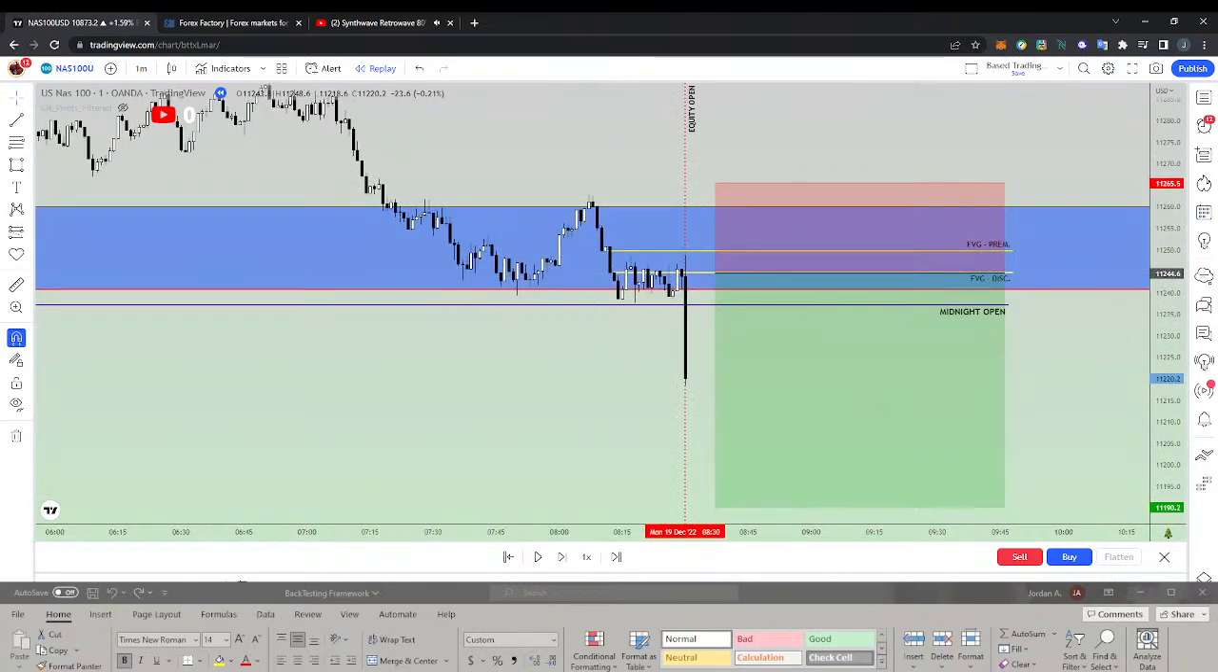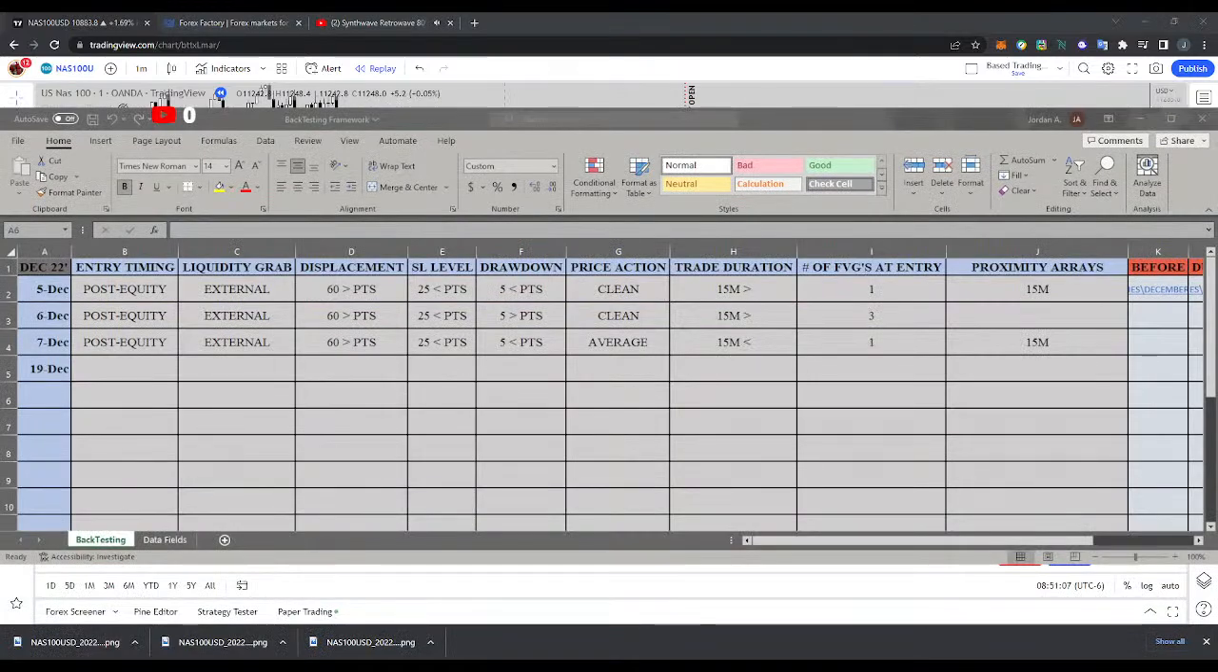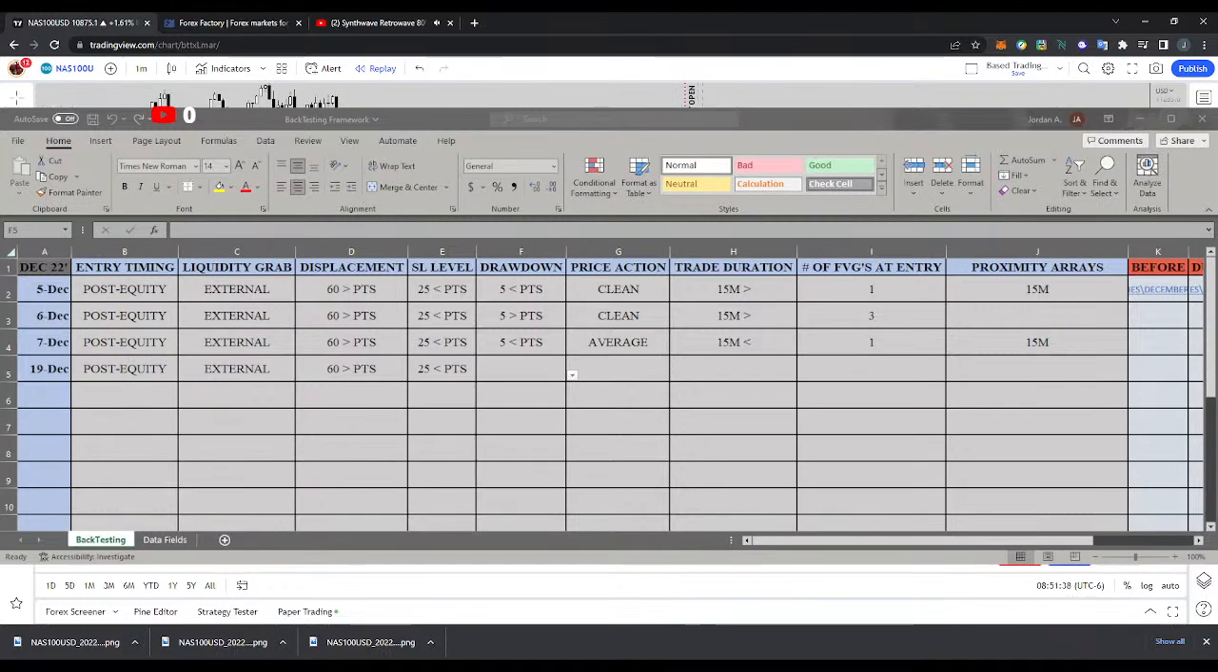All right, so let's go back to our spreadsheet here, because we would have been filling this out beforehand. So it's a post-equity entry, although there were multiple pre-entries. We've got an external liquidity grab overnight. Displacement is well over 60 points, so that's nice to see. Less than 25-point stop loss, which is great. And let's go calculate our drawdown. Four points of drawdown, which is minimal. That's nothing. Absolutely can sit through that. That's not even any form of heat at all.